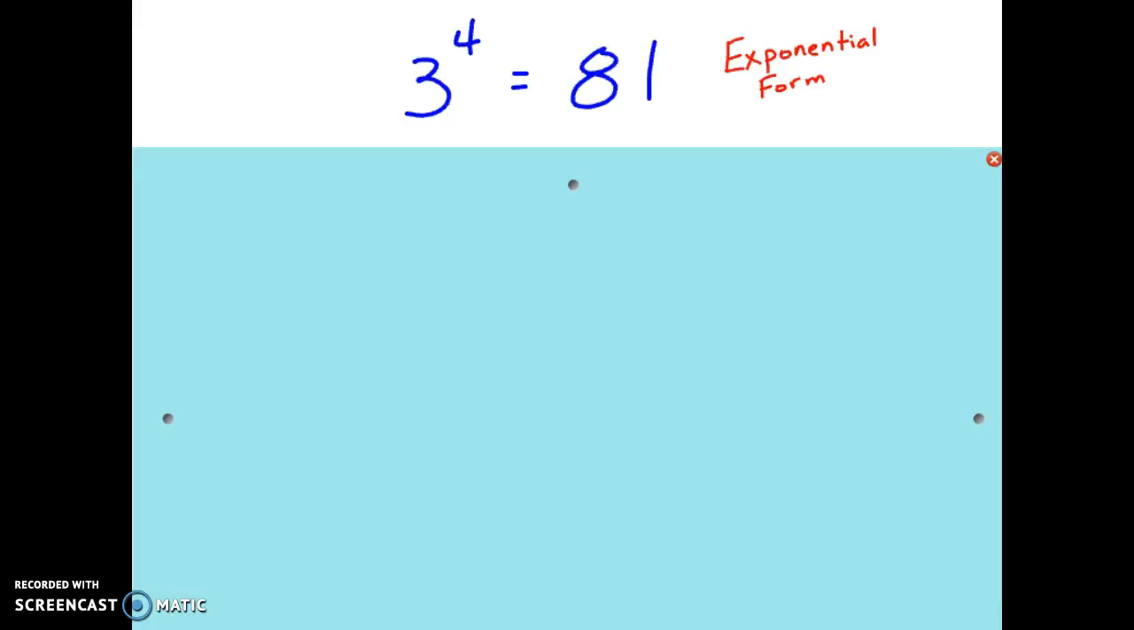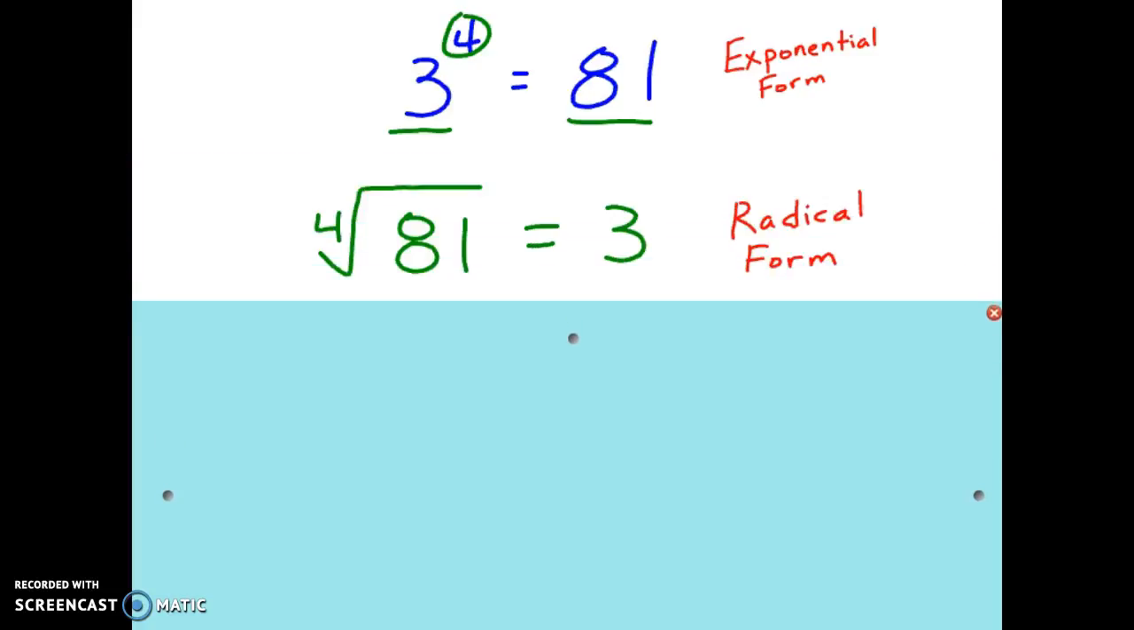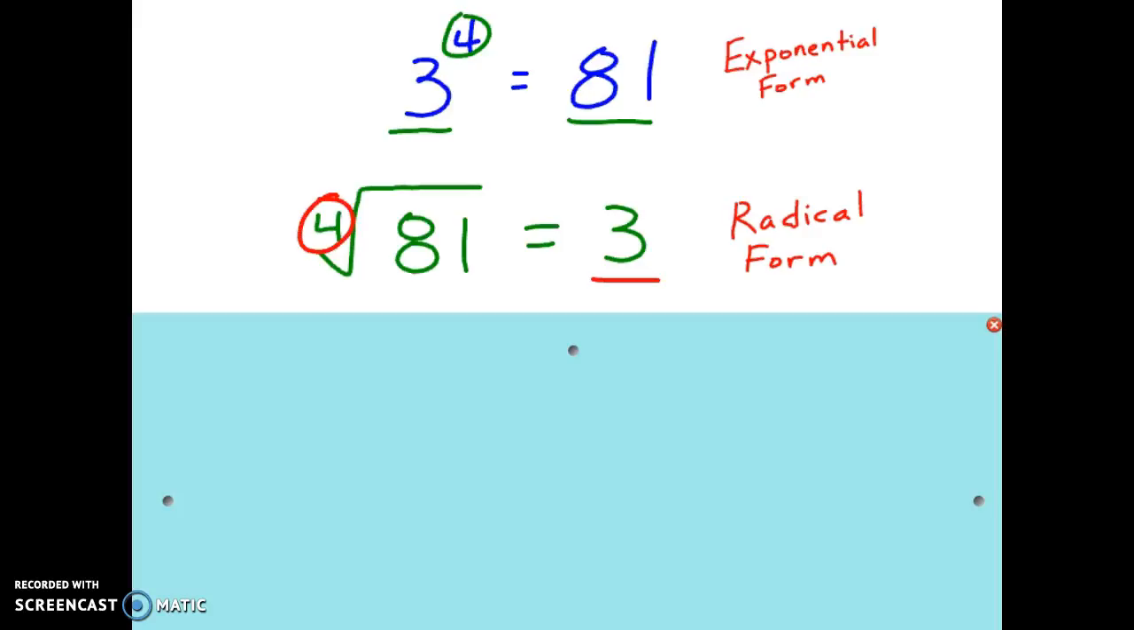So let's go back to that 3 to the 4th equals 81. This is written in what is known as exponential form. 3 is the base, the 4 is the exponent, and we got 81 for the answer. In radical form, we're still going to use all those numbers. Notice the 3 is still here, the 4 is now here, and the 81 is over there.